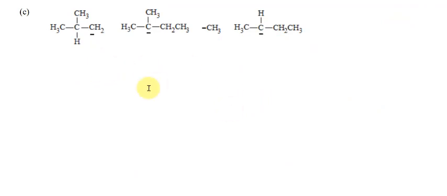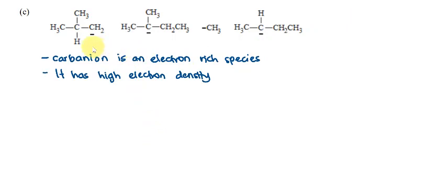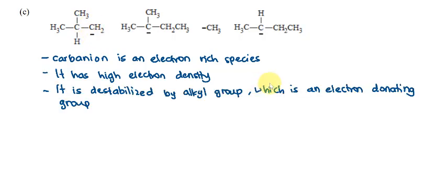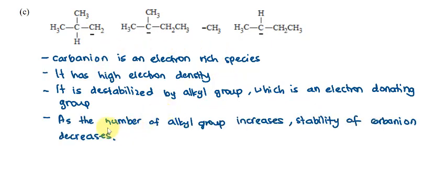Next species, we have a carbanion, which is a carbon with a negative charge. A carbanion is an electron-rich species because it has a high electron density on that carbon. It will be destabilized by an alkyl group, which is an electron-donating group. As the number of alkyl groups increases, the stability of our carbanion will decrease. So let's have a look at the first species. We have this carbanion.